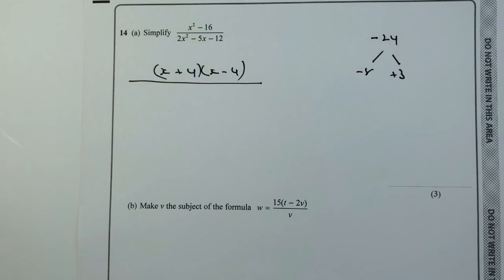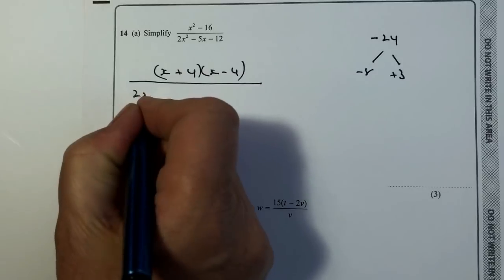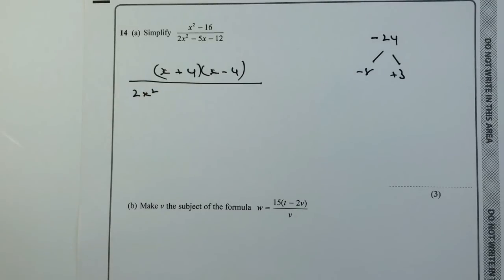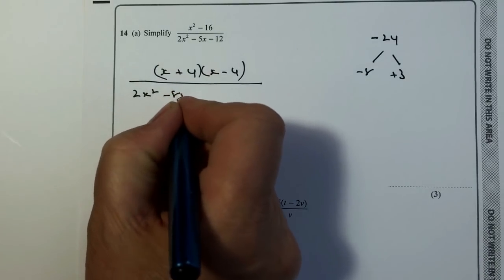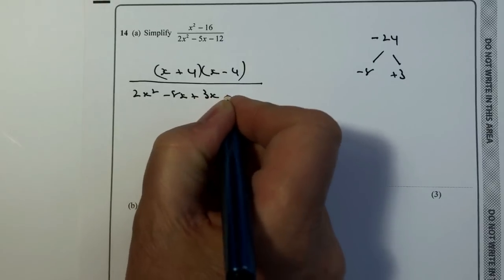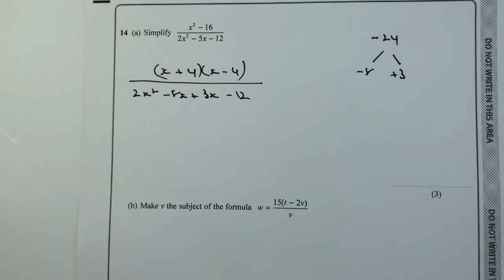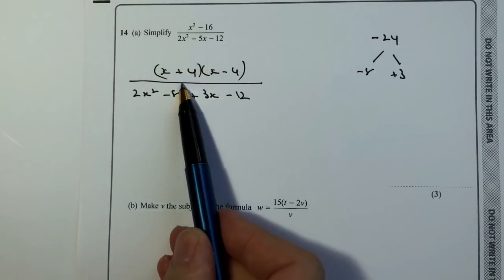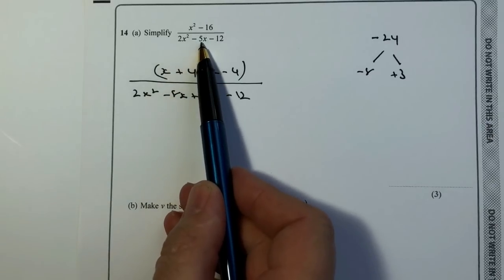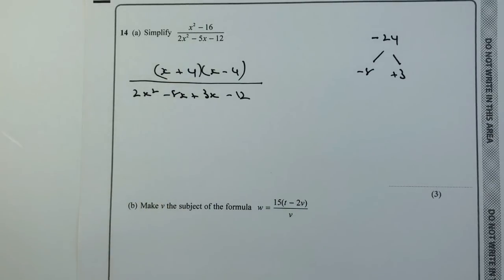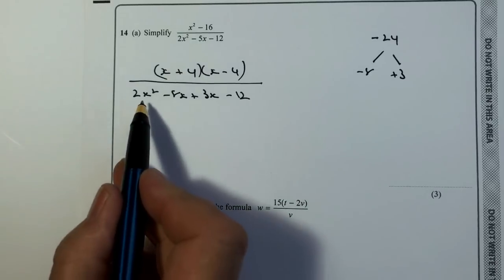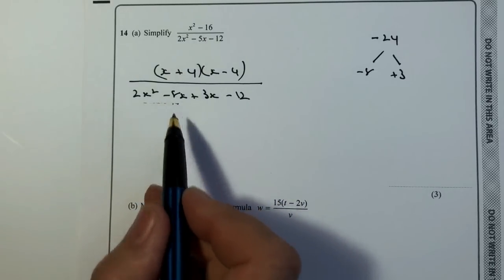And what we do then is we write this out as 2x squared, and rather than writing minus 5x, we write these two factors. So that's minus 8x plus 3x minus 12. Those two numbers in the middle, when you add them together, will become minus 5. And then the next stage is to factorise these first two terms.